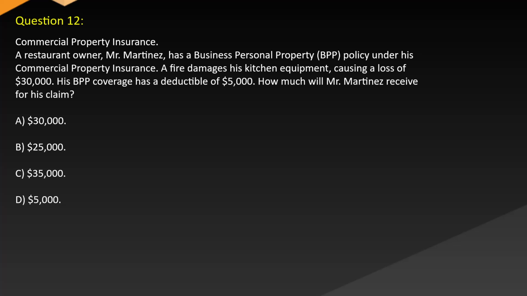Commercial property insurance. A restaurant owner, Mr. Martinez, has a business personal property (BPP) policy under his commercial property insurance. A fire damages his kitchen equipment, causing a loss of $30,000. His BPP coverage has a deductible of $5,000. How much will Mr. Martinez receive for his claim? A. $30,000. B. $25,000. C. $35,000. D. $5,000.